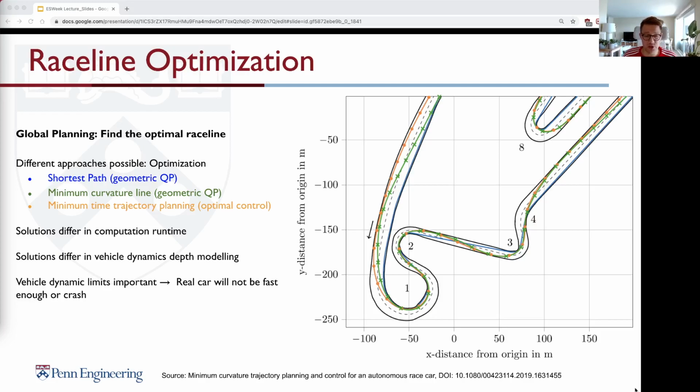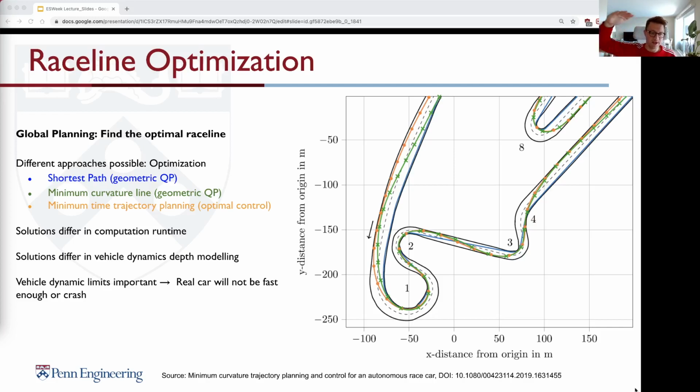The third solution you have here is the so-called minimum time trajectory planning. What we're doing here is trying to find the minimum lap time, and we are optimizing regarding the vehicle behavior on this track, speed, position and vehicle dynamics behavior, to be as fast as possible and then to reach a minimum lap time.